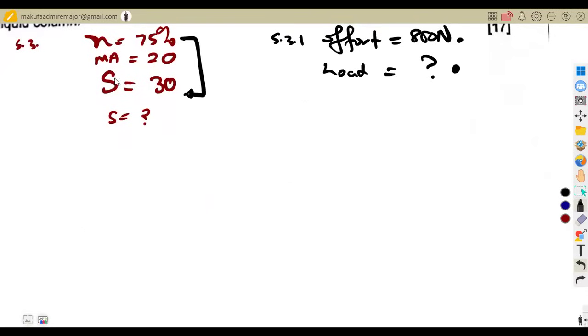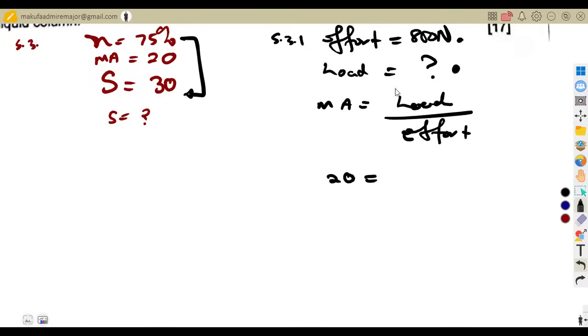The mechanical advantage. We understand that the mechanical advantage is the what? The load over what? Over the effort. So if it is the load over the effort, you're just going to substitute. What we have is the mechanical advantage 20 is equal to the load, that is the one that we are supposed to calculate, over the effort of 800 Newton, which is the one that you're given there.